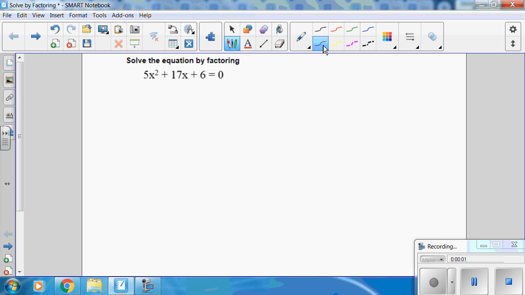All right, first we're going to set up two sets of parentheses, and we're going to plug in our signs. So the second sign is positive. That means the signs that we plug in are going to be the same. Then we look at the first sign to tell what they're both going to be. So they're both plus signs.